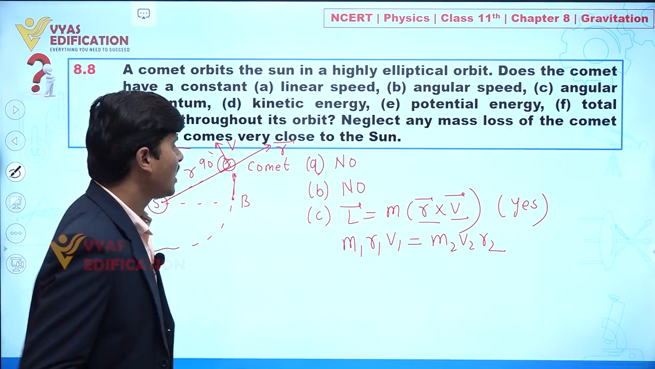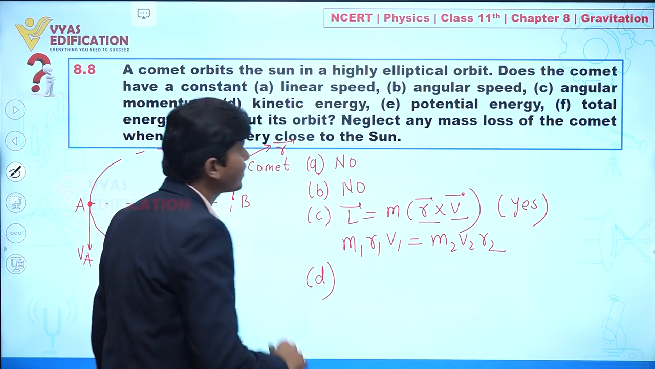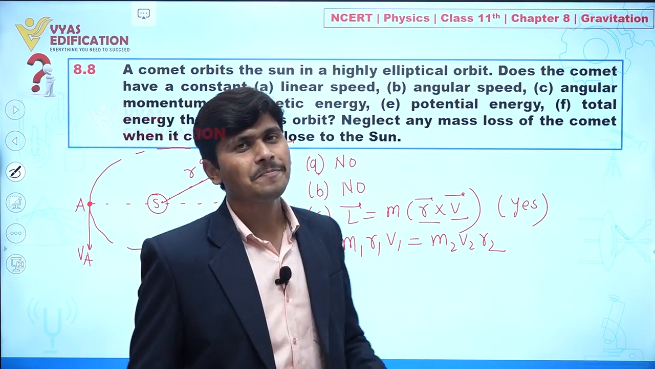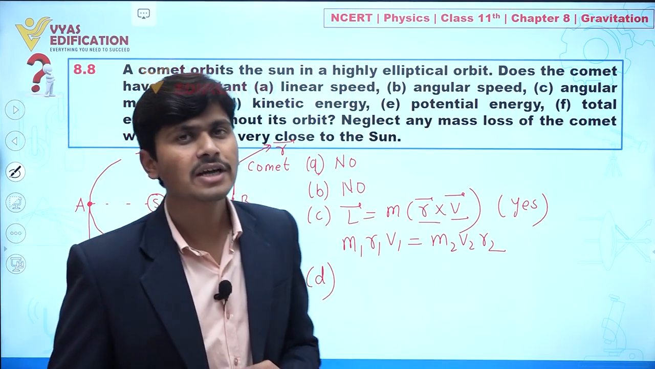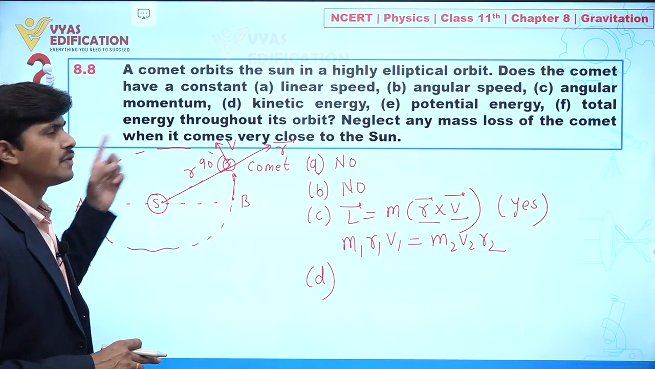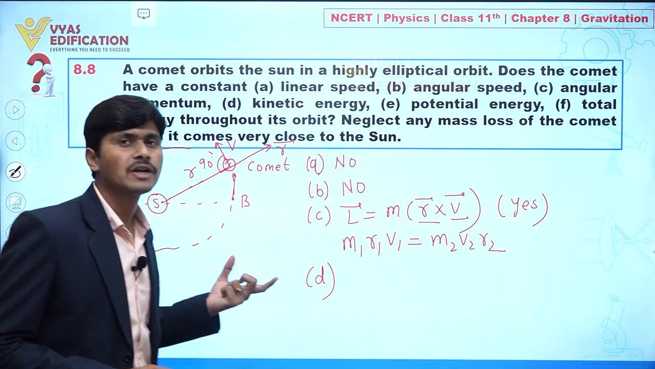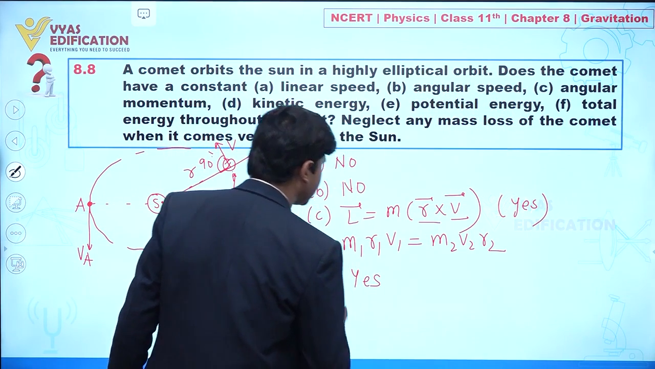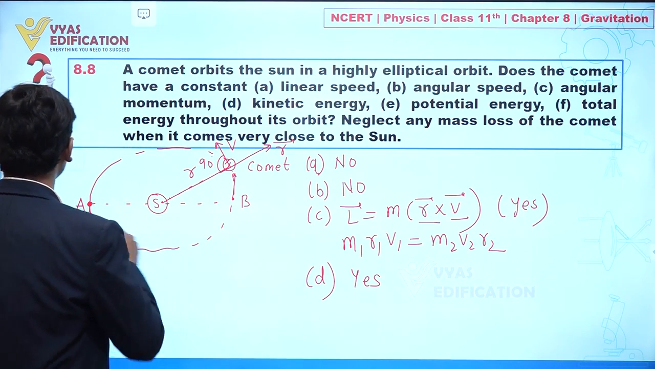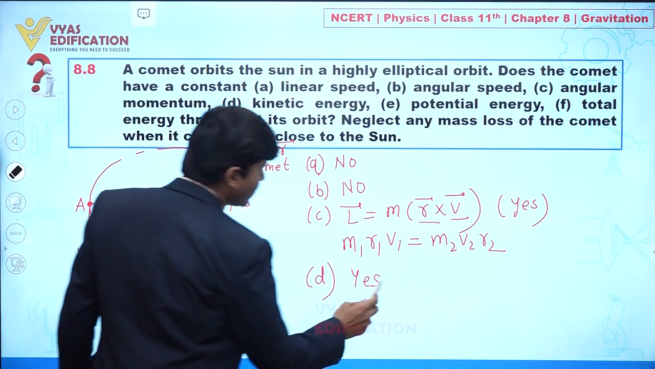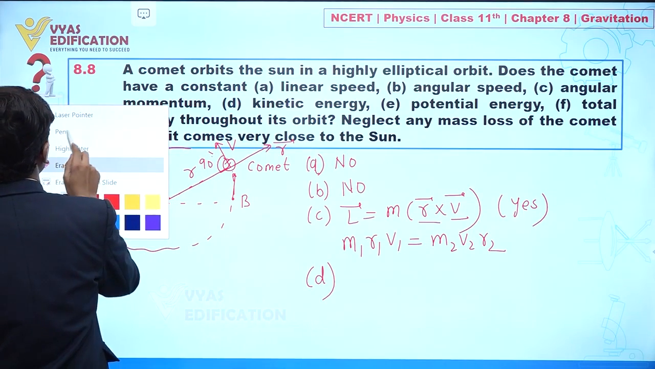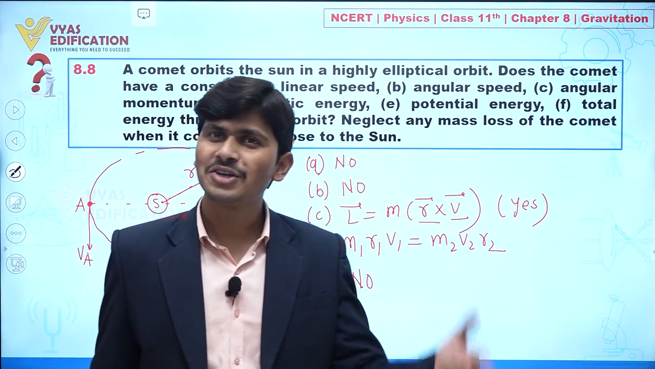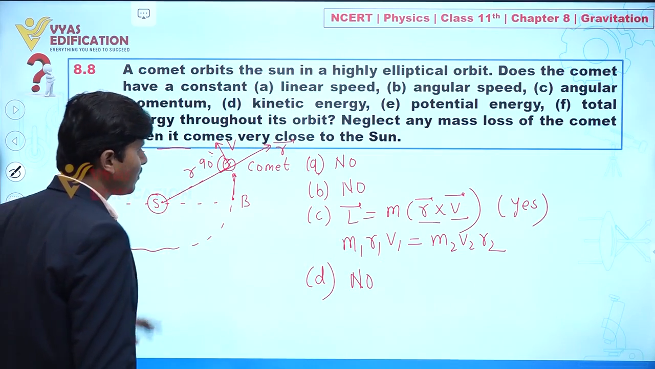Now if I am talking about part number D, it is given what about kinetic energy. Kinetic energy is given by half m v square, and the value of v is changing. It means the magnitude of velocity is changing, so definitely kinetic energy will also change. Our objective in this question is to find the constant quantity, so kinetic energy will not remain conserved; it changes from point to point. So this is all about part D.